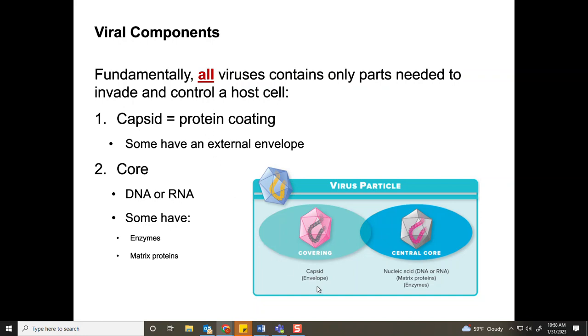Some viruses, however, also have an envelope that surrounds that capsid, but not all of them have that. The core of the virus is always going to have some kind of genetic material, which is in the form of DNA or RNA. And some viruses will have additional enzymes and matrix proteins, but not all. So all viruses have a capsid made up of protein. They have a core that has genetic material, DNA or RNA, and then some have these other things like envelopes, enzymes, and matrix proteins.